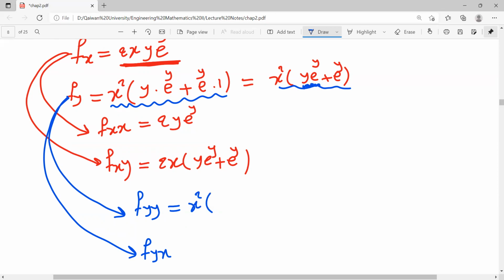We have a multiplication of two functions. That equals first times derivative of the second plus second times derivative of the first. For this one, it becomes y e^y plus e^y. How about the derivative of this e^y? It's still e^y.